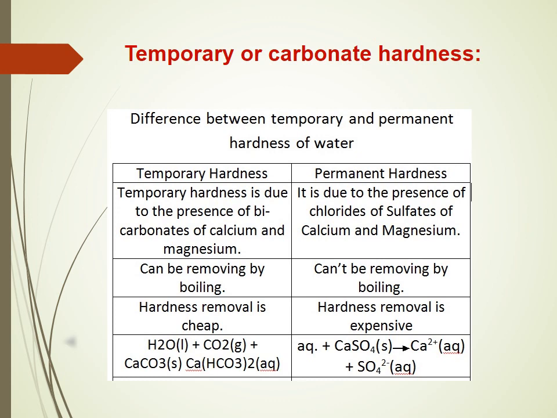In this process, due to the heating, the soluble bicarbonates are converted into insoluble carbonates or hydroxides, and that's why the water is then converted into soft water, that is, without any calcium and magnesium ions. For example, you are observing here in this reaction, when the water contains calcium bicarbonate and we heat such water, it forms insoluble calcium carbonate, which we easily remove from the water, with the formation of water and CO2.